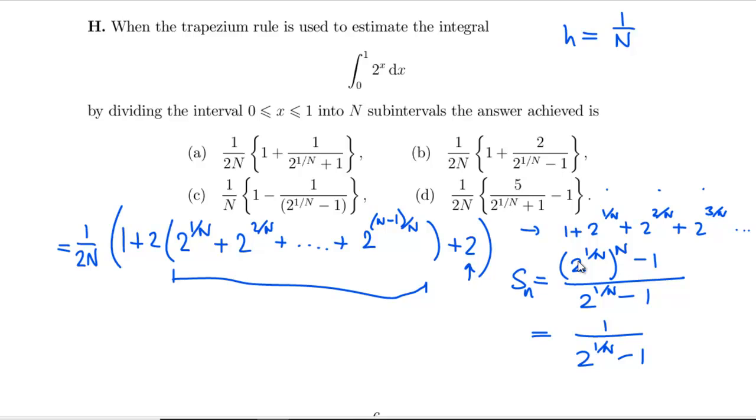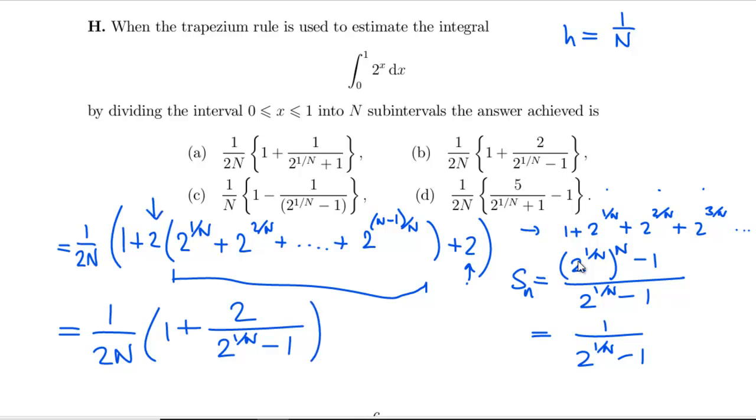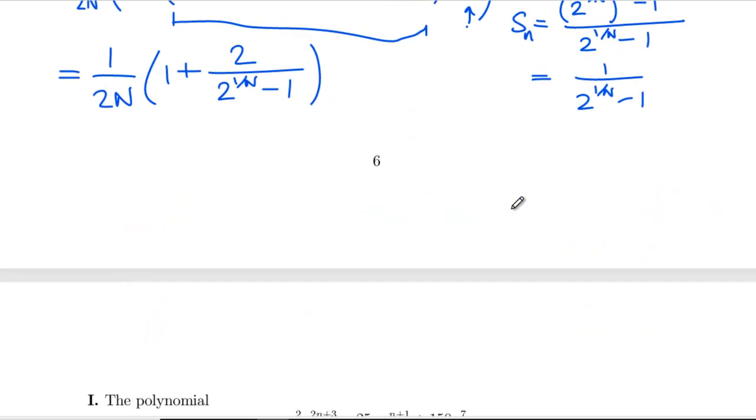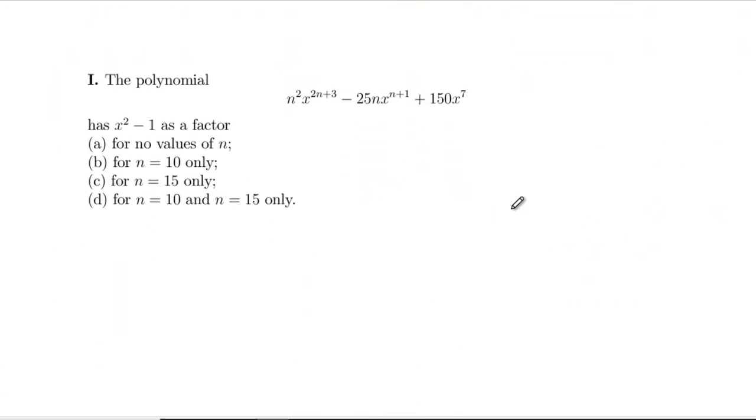So that gives us the bracket and the 2. So all in all, we got 1 over 2n, and then we've got 1 plus 2 over 2 to the 1 over n minus 1, because we need to remember that 2 there. And that is B. That's a horrible question with little to be said for it. We haven't even gained anything really from doing it. It was just a bit tedious.